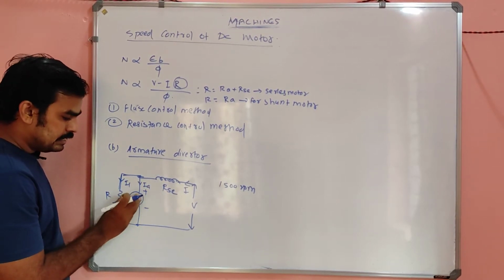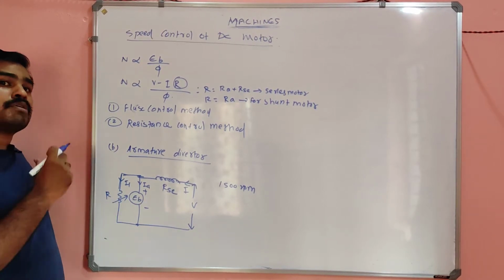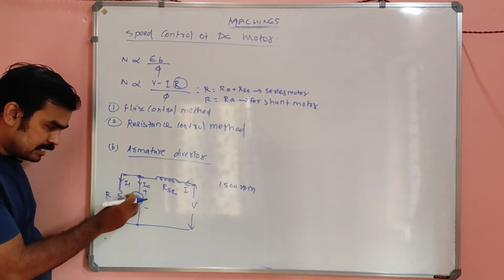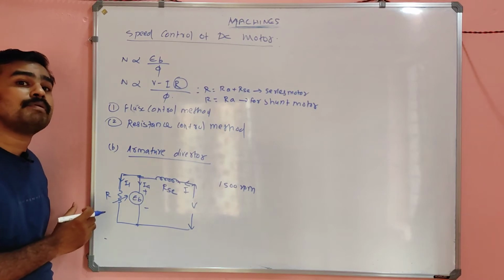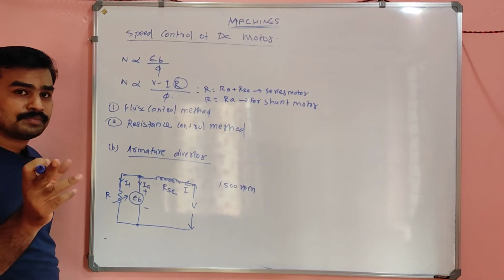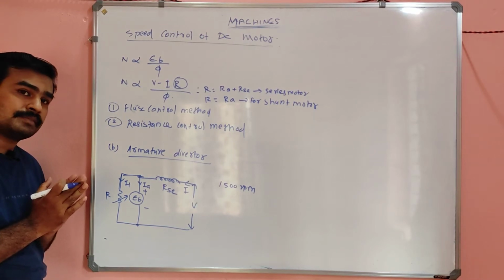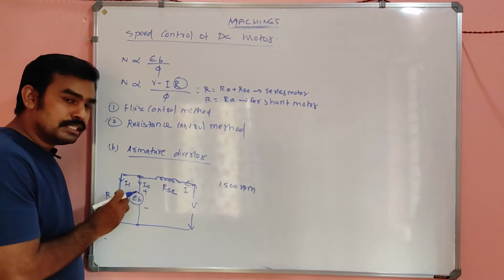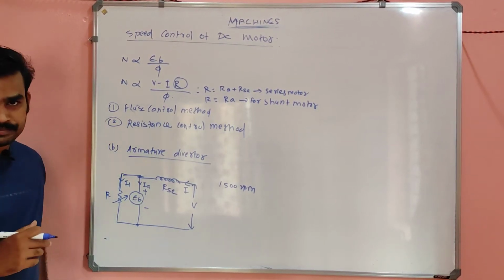So something connected in parallel with the armature means the effective armature resistance will be reduced, correct? The effective armature resistance will be reduced. Am I correct? So what happens? If the effective armature resistance is reduced, the current will be increased, correct? The current will be increased.